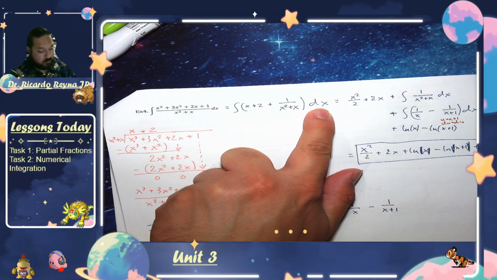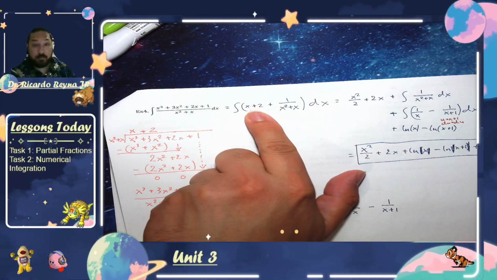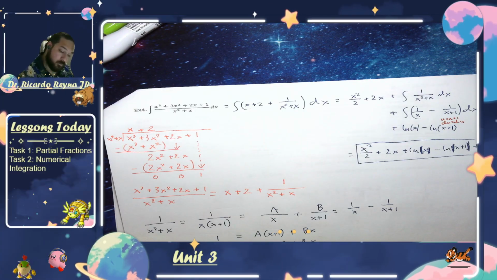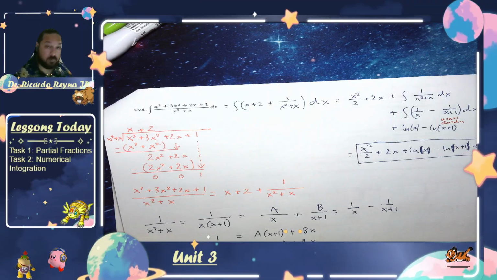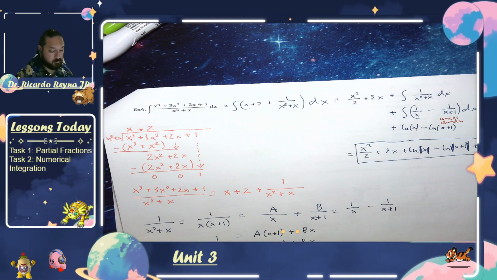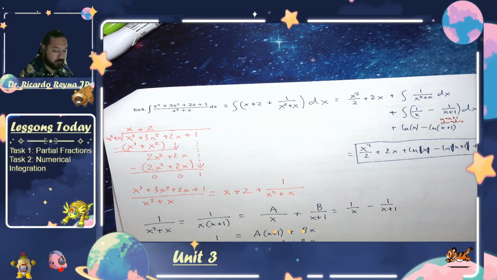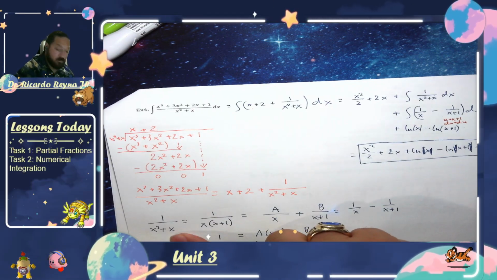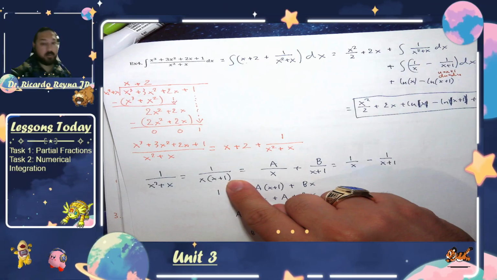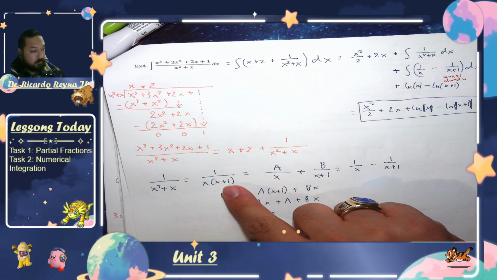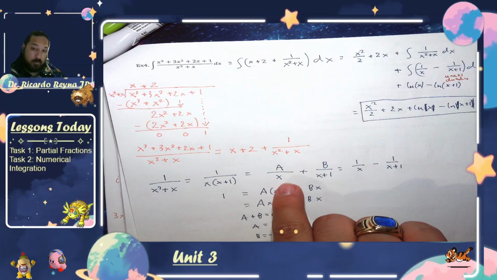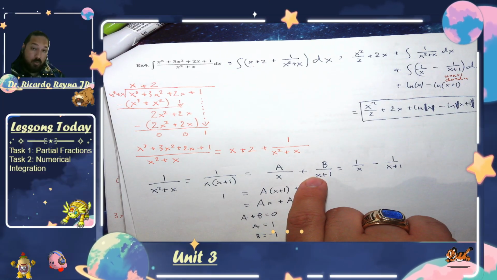So this part of the integral is pretty straightforward. In fact, I'm going to do it right now. It's simply just going to be x squared over 2 plus 2x. But we still have to do this part of the integral, which we can do by splitting it up. We know that we can split up x squared plus x into x times x plus 1. Two linear factors means it must look something like this, where A over x plus B over x plus 1.